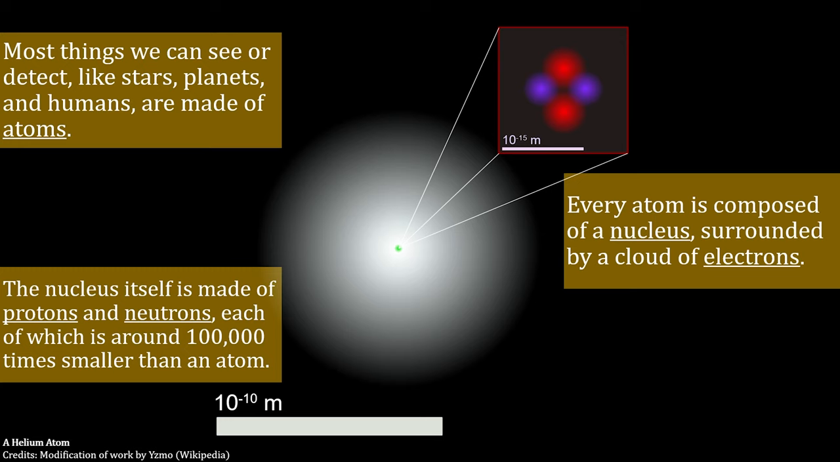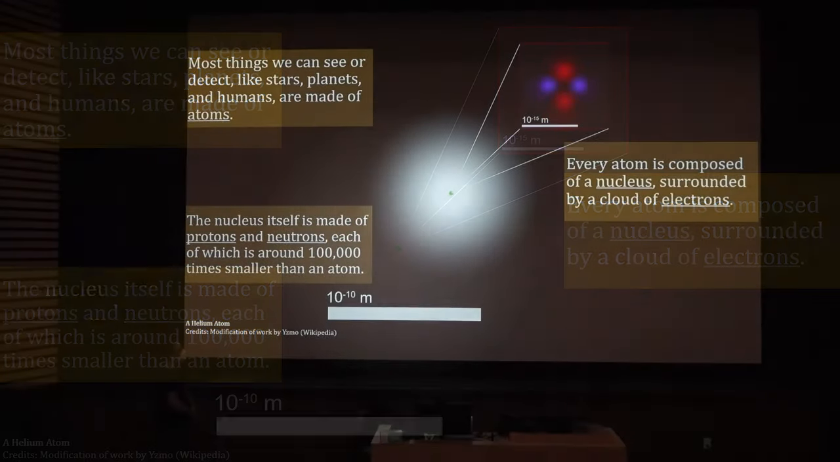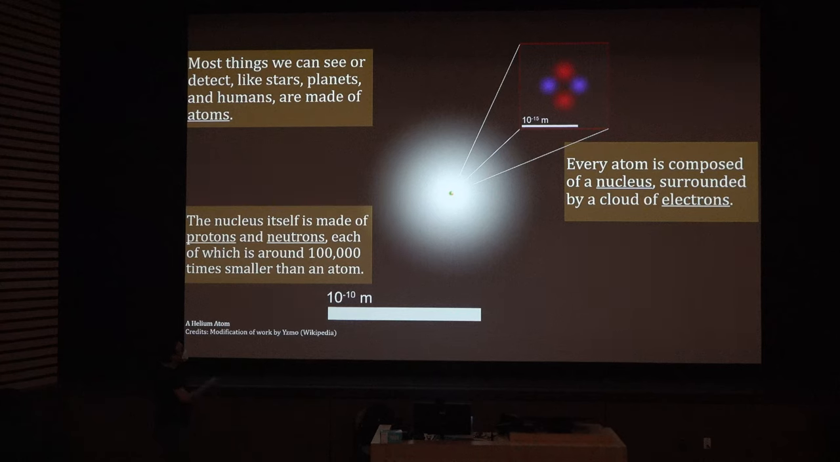So, most things we can see or detect, like stars, planets, and humans, are made of atoms. Every atom is composed of a nucleus surrounded by a cloud of electrons. So here you can see this is the nucleus here in the middle. It's very small. And here there's this fuzzy cloud of electrons. Now the nucleus itself is made of protons and neutrons, each of which is around 100,000 times smaller than an atom. And here you can see we zoomed into the nucleus and we see here these protons and neutrons.